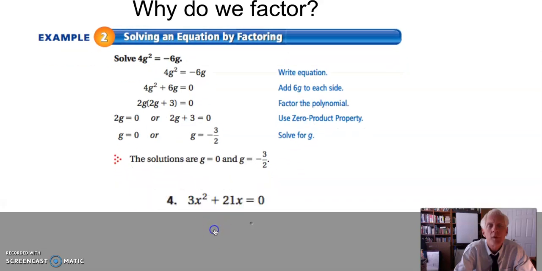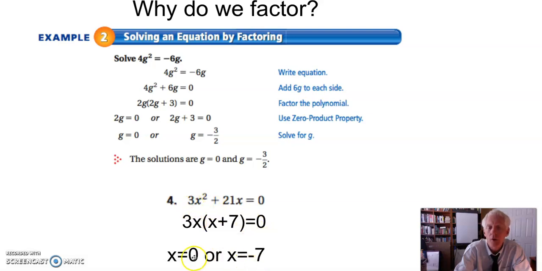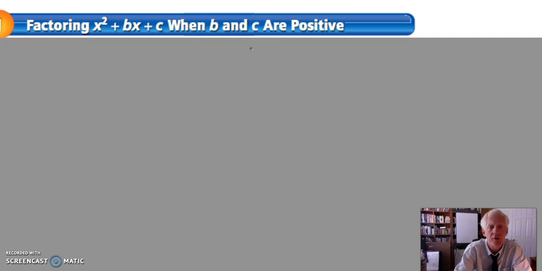So try this one. Solve that one for 0. Go ahead and pause your machine. So first of all, you should have factored it. Find the common factor, 3x in both of them. Take it out, and you end up with 3x times x plus 7. If both of those factors are 0, your two possible answers are 0 or negative 7. So that's the first thing, greatest common factor.